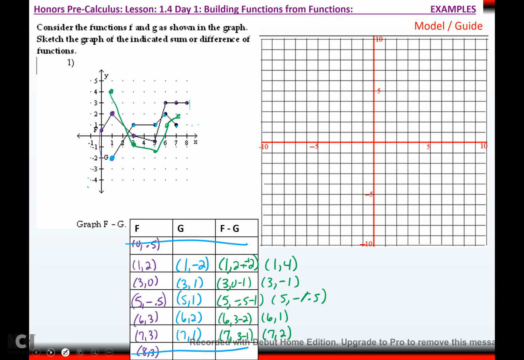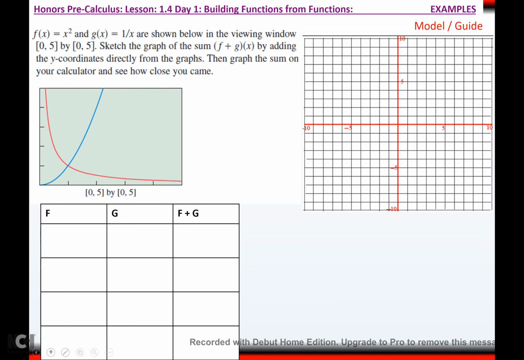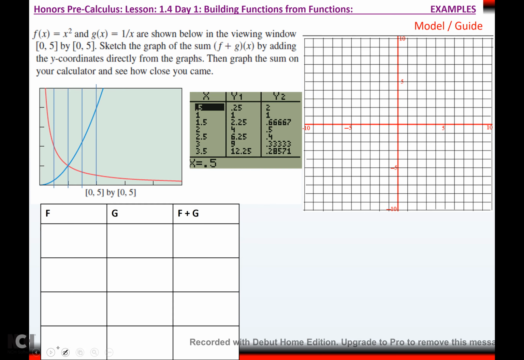Alright, so on the next one, we've got this graph going on here. They don't specify points for me, so what I did was I added these like imaginary vertical lines. I also did, okay, they told me the two functions. One function was x squared, the other function was 1 over x. The blue one is x squared because I know that's a parabola. 1 over x, those are the boomerang ones, so I know that this one is the red. This one's blue, this one's red.